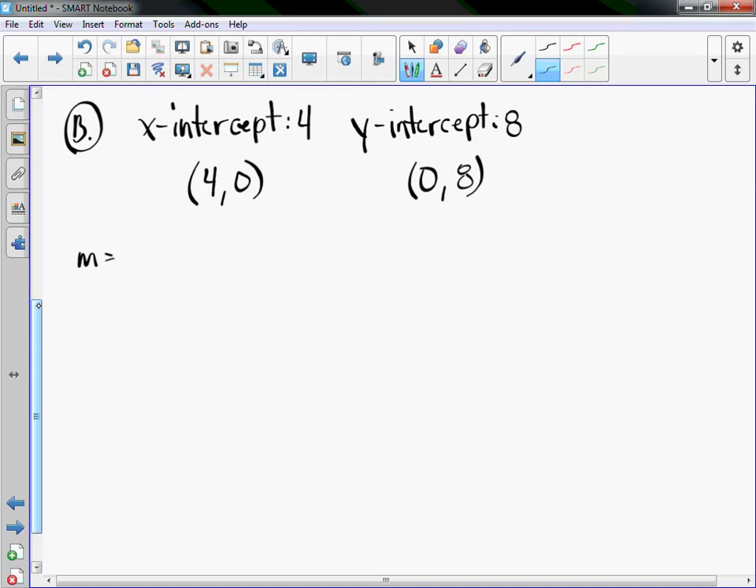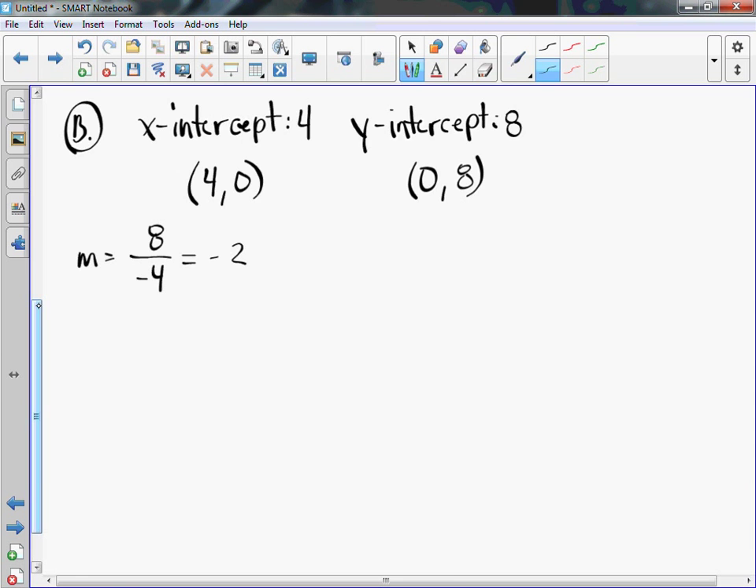So let's find the slope. Change in y: 8 minus 0 is 8. I'm going to skip through this a little quicker. Then 0 minus 4 is negative 4. 8 divided by negative 4 is negative 2. So our slope is negative 2 this time. Now we have a point and the slope. There is one point that is easier to use than the other, but it probably doesn't make too much of a difference.